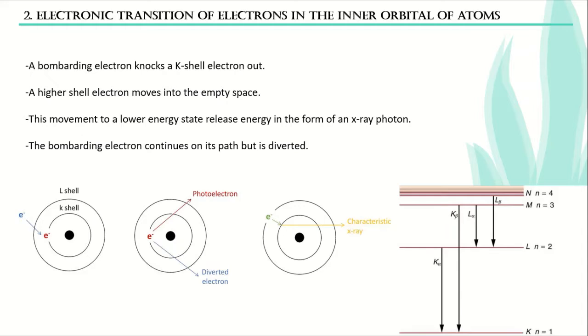The next production of X-rays is by electronic transition of electrons in the inner orbital of an atom. It happens when a bombarding electron strikes a K-shell electron out. Then the bombarding electron is diverted. The electron that is hit is ejected as a photoelectron and absorbed. Then an outer shell electron moves down to fill the vacancy. The energy from this is released as a characteristic energy photon.